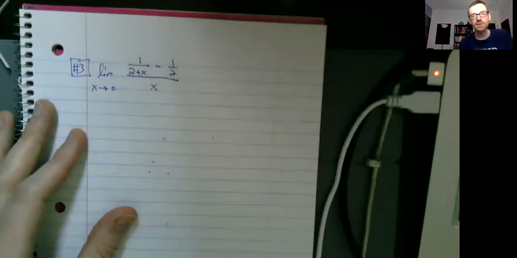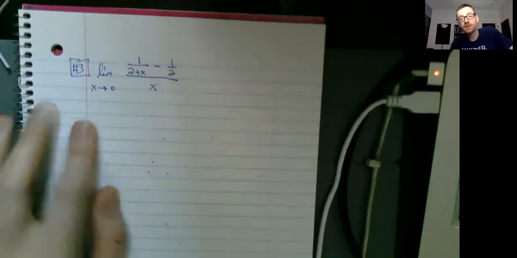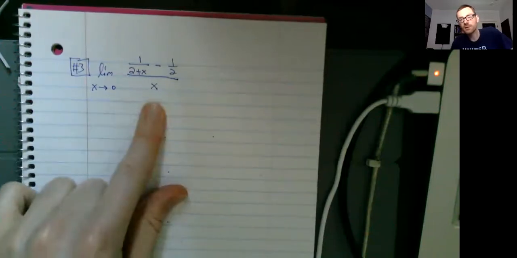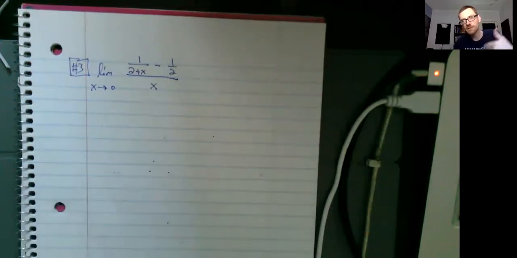If you plug in 0, I'll skip to the chase, you just get 0 over 0 eventually. So this does have to be simplified. How do you simplify it? The procedure for simplifying complex fractions is the following. You need to begin by making the entire numerator, like this entire thing, into a single fraction, and you need to make the entire denominator into a single fraction.